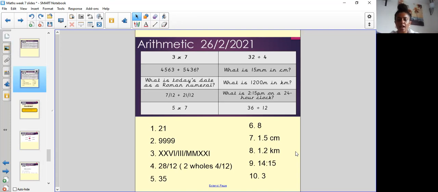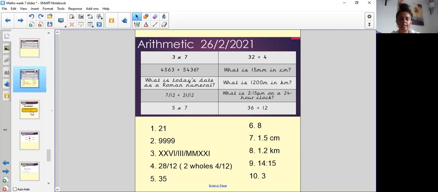111, MMXXI. Number 4, 28 over 12, which is 2 wholes. Number 5 is 35. Number 6 is 8. Number 7 is 1.5 centimeters. Number 8, 1.2 kilometers. Number 9 is 14:15, so 2:15, but on 24 hours it's 14:15. And number 10 is 3.